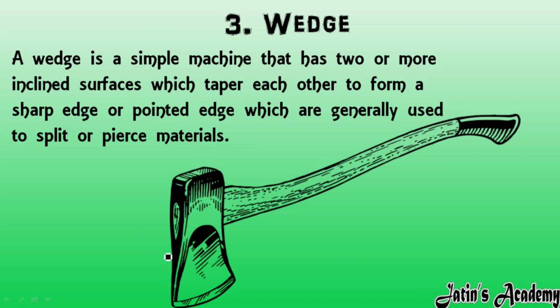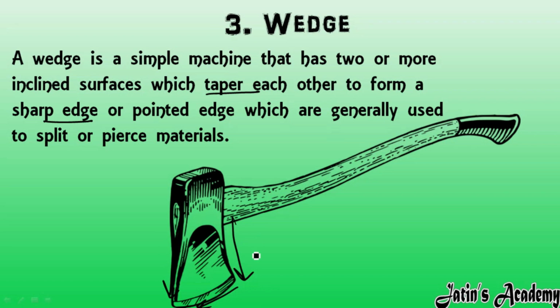A wedge is also a simple machine in which two or more inclined planes are there. How are inclined planes there? See carefully. Here, one inclined plane is there. Second, this inclined plane is there. And this is also acting like an inclined plane. Means a wedge is that simple machine where two or more inclined planes are fixed together to form a sharp edge. Here two or more inclined planes are combined together to make a sharp edge or a pointed edge.